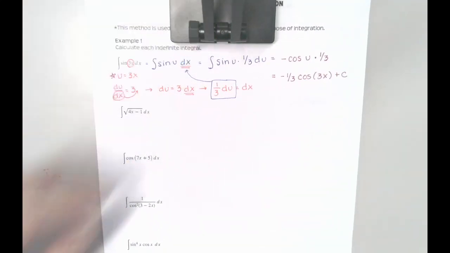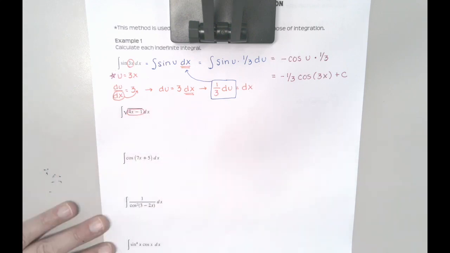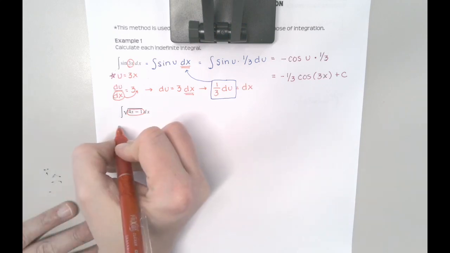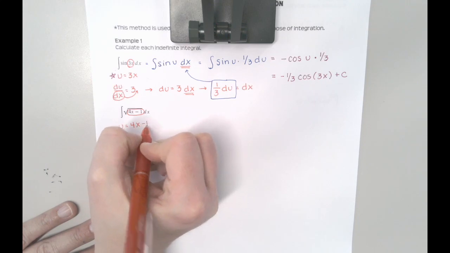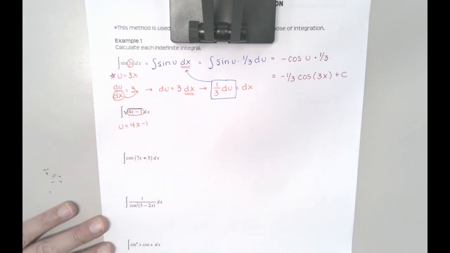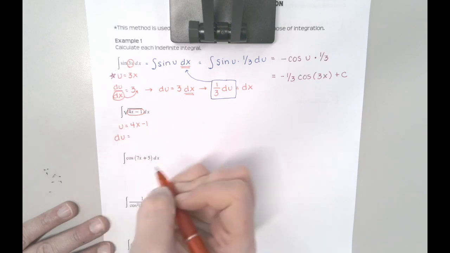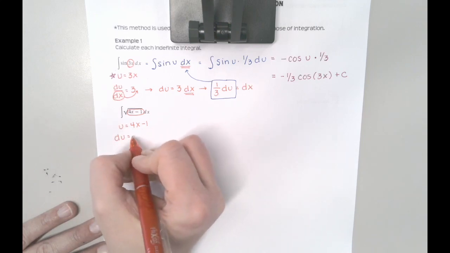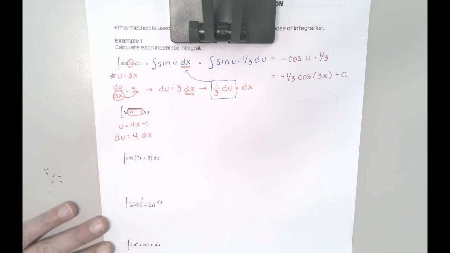Remember, when you're searching for your u, you are picking out something that is trapped inside of something else. So like when I see this function, I see 4x minus 1 trapped inside here. Okay, so that's going to be my u. U is 4x minus 1. And then I'm going to take a derivative of u. So I'm going to now say this is du. Derivative of 4x minus 1 is just 4. And then because I took a derivative, I'm going to put dx on there.